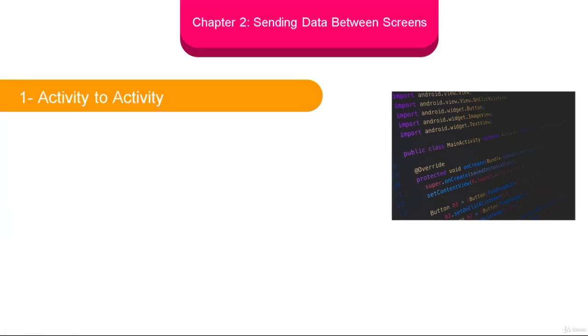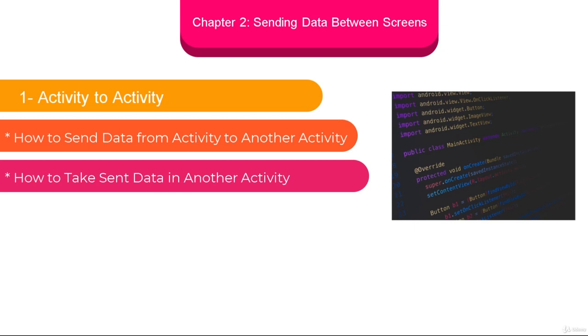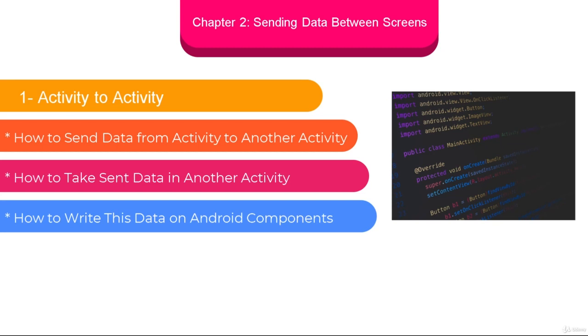In this section, we'll learn the first step, which is sending data from one activity to another activity. So this is where we will learn to send this data to another activity. Then we'll learn how to get data which was sent from the first activity. And then finally, we'll put it all together and learn how to grab all of that data that you gathered and put it into Android components. So let's move on over to Android Studio and begin the course.